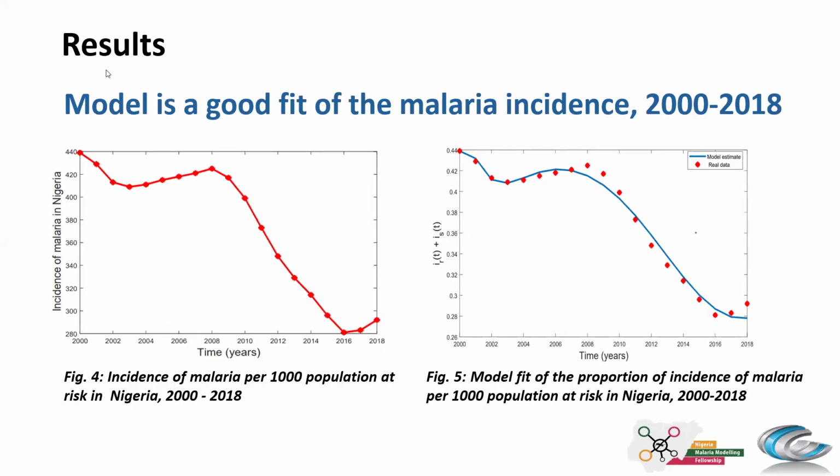So here we'll be looking at the results. Here we can see the plot of the incidence of malaria per 1,000 in Nigeria from 2000 to 2018. We can see a decline of the malaria cases over time. However, we are not yet where we want to be. The next plot on the right shows the model fit of the proportion of incidence of malaria of the data in Nigeria. So we can see that the model is a good fit of the malaria incidence.